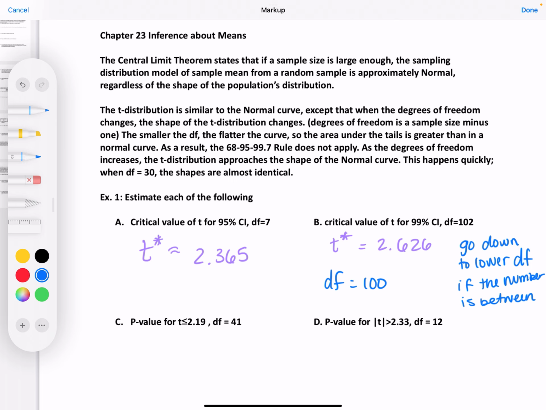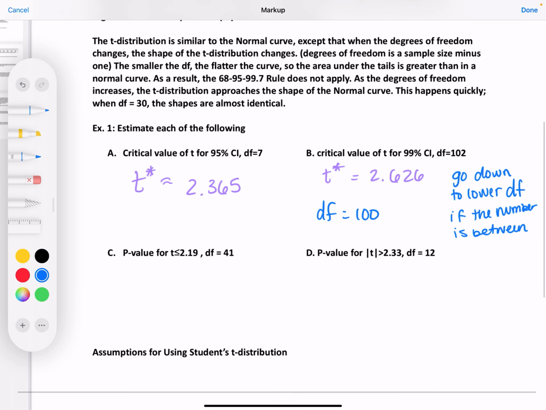All right, now you're going to need your calculator. Okay, so the next one wants the p-value for t less than or equal to 2.19 with degrees of freedom 41.